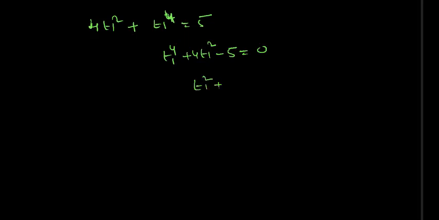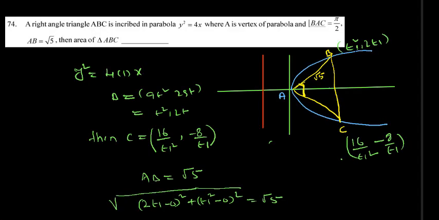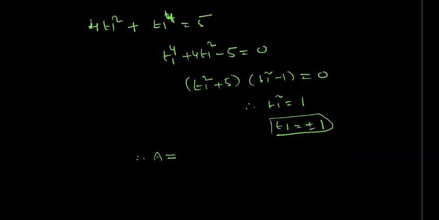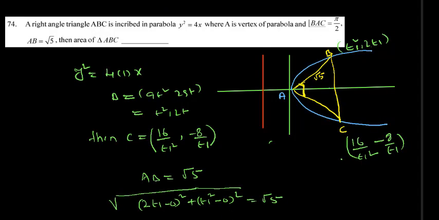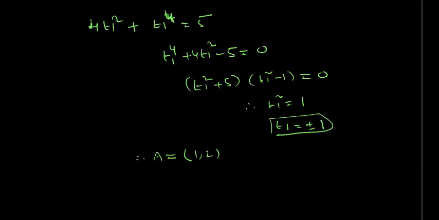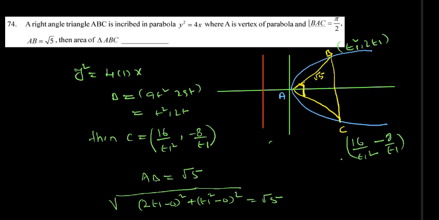While factorizing, we get (t1 square plus 5) into (t1 square minus 1) equals 0. Now t1 square plus 5 is never 0, because non-negative plus positive is never 0. Then I can say that t1 square minus 1 equals 0, so t1 square equals 1, or t1 equals plus or minus 1. Taking t1 as 1, I will find the vertices B and C. A is (0, 0), B is (1, 2), and automatically C is, substituting now, (16, -8).